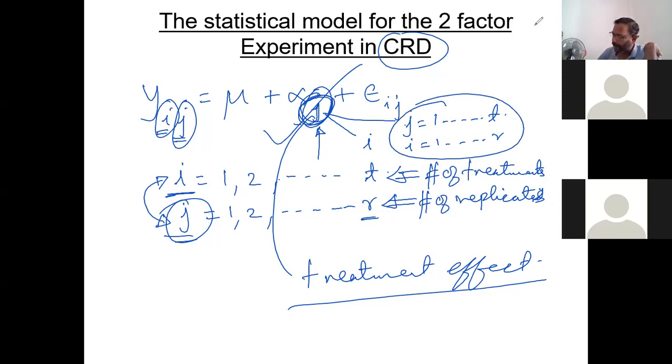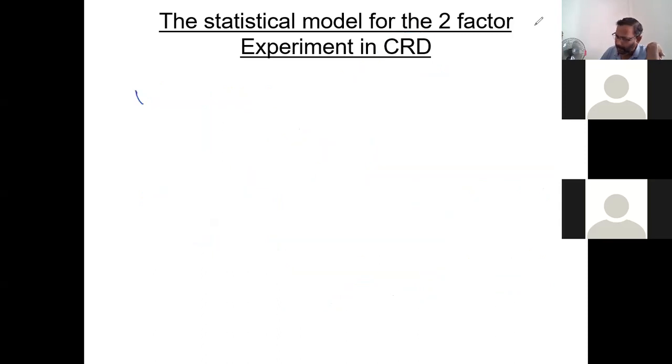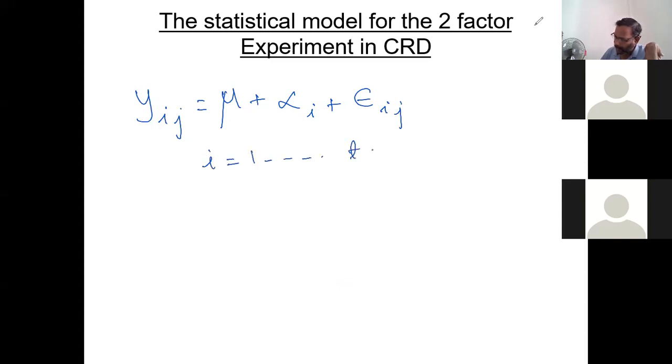Right, now I will use the simple, normal one, alpha I plus error term, where I is from 1 up to T, the number of treatments, and J is from 1 up to R, the number of replicates. So this is the normal CRD model.